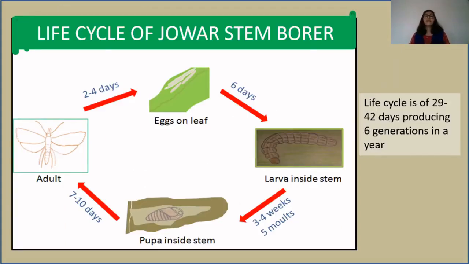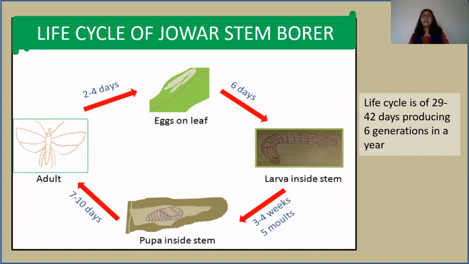Now, life cycle of jawar stem borer. Adult lays eggs on the leaf of the jawar plant on the underside, that means on the ventral side, on either side of the midrib. Eggs are laid in 2 to 3 rows. Cluster of eggs are laid, around 50 to 300 eggs. These eggs hatch after 6 days and larvae come out.